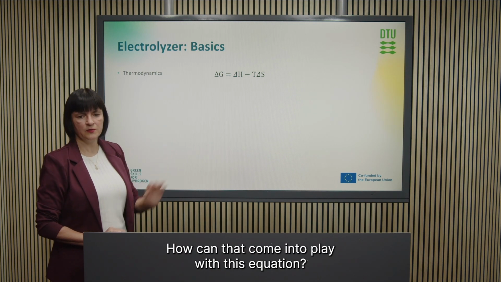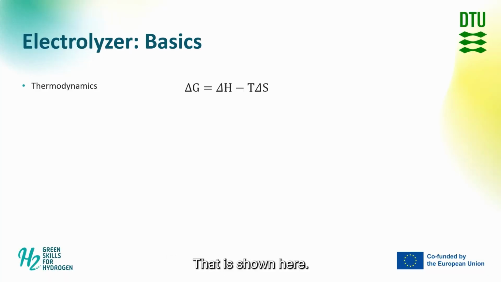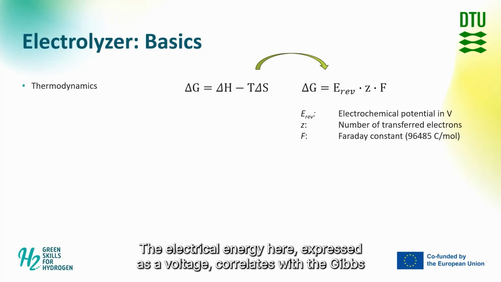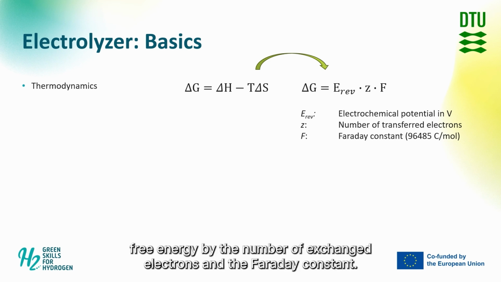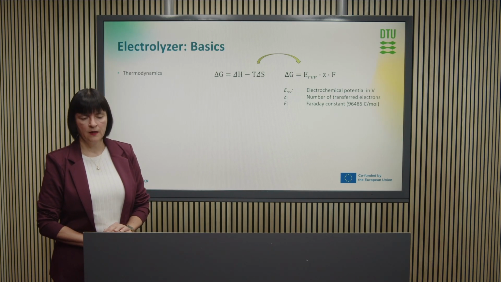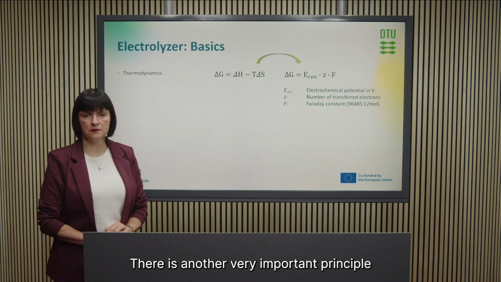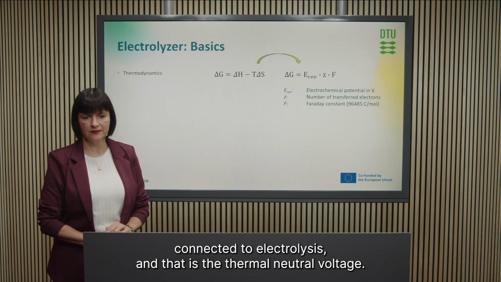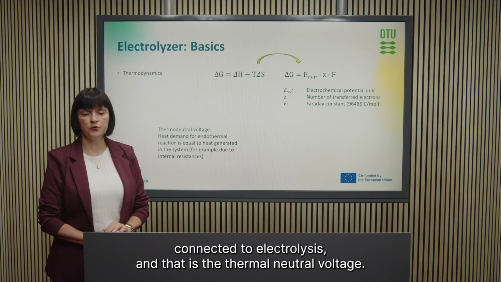Now we are talking a lot about electrical energy. How can that come into play with this equation that is shown here? The electrical energy, here expressed as a voltage, correlates with the Gibbs free energy by the number of exchanged electrons and the Faraday constant. There is another very important principle connected to electrolysis, and that is the thermoneutral voltage.